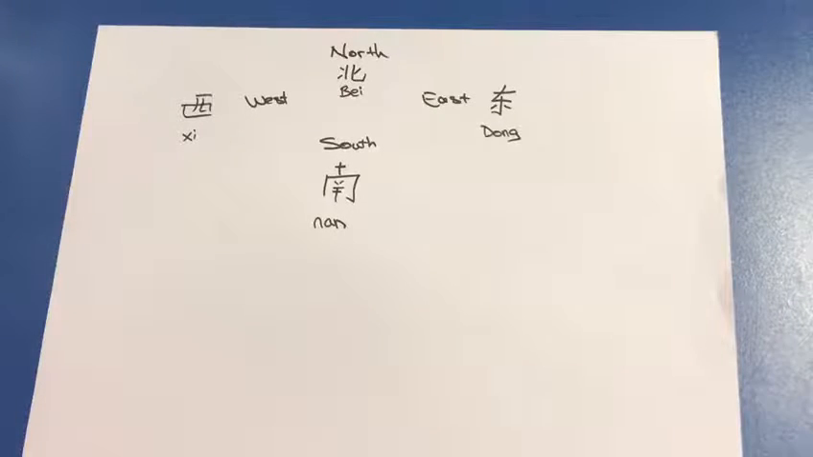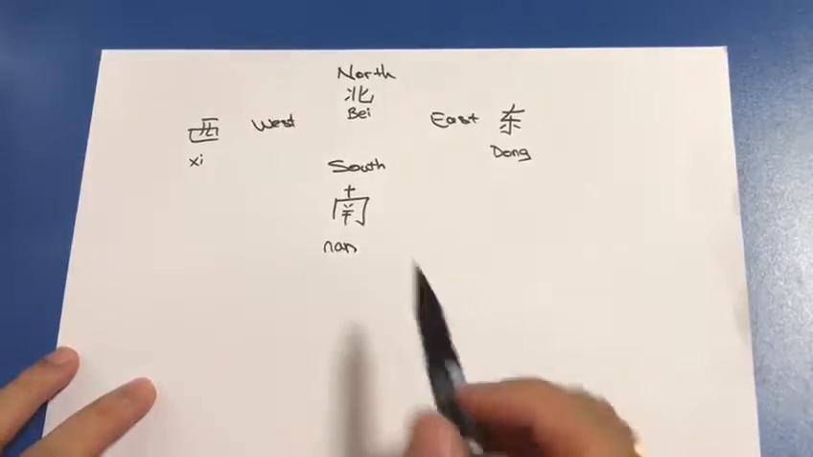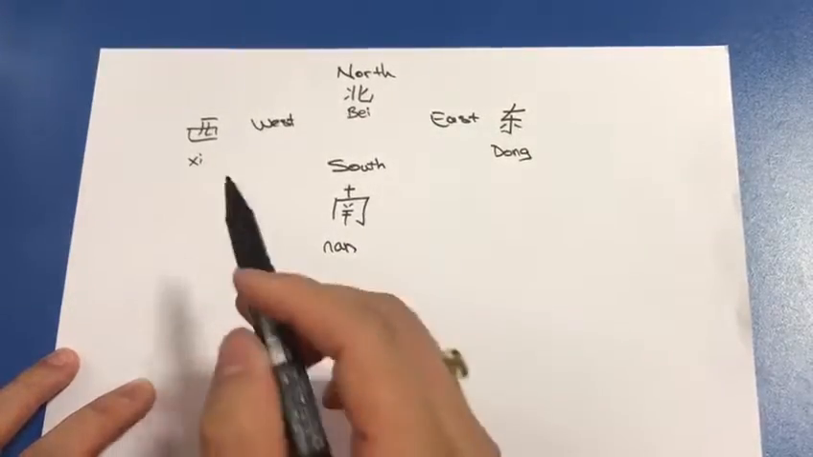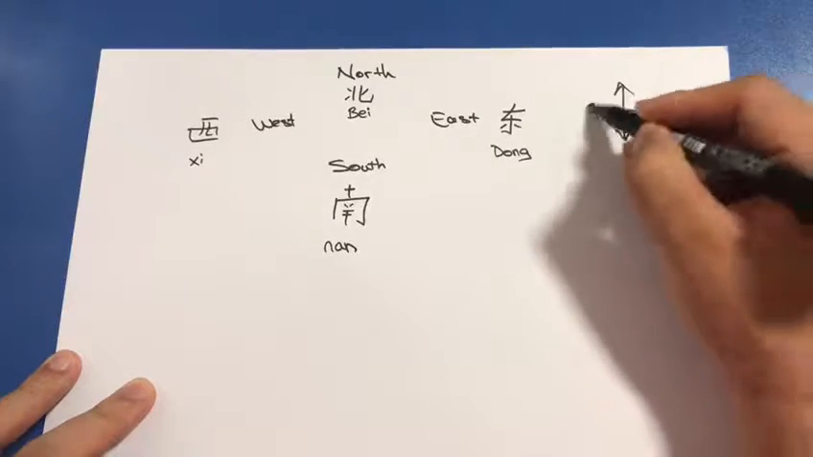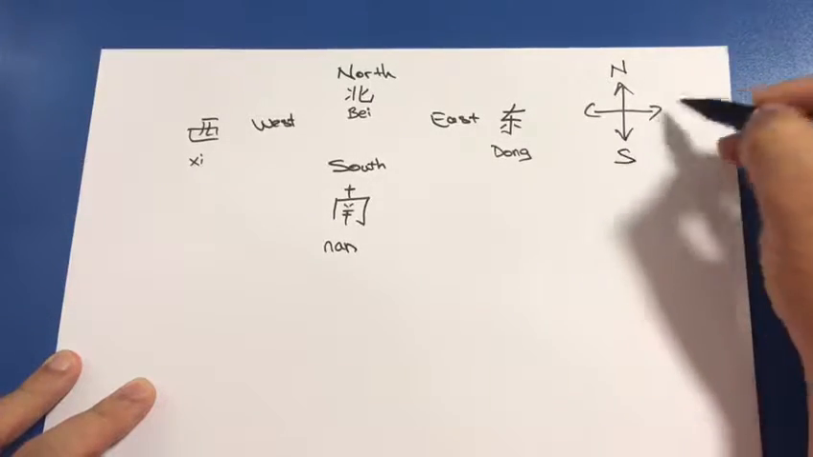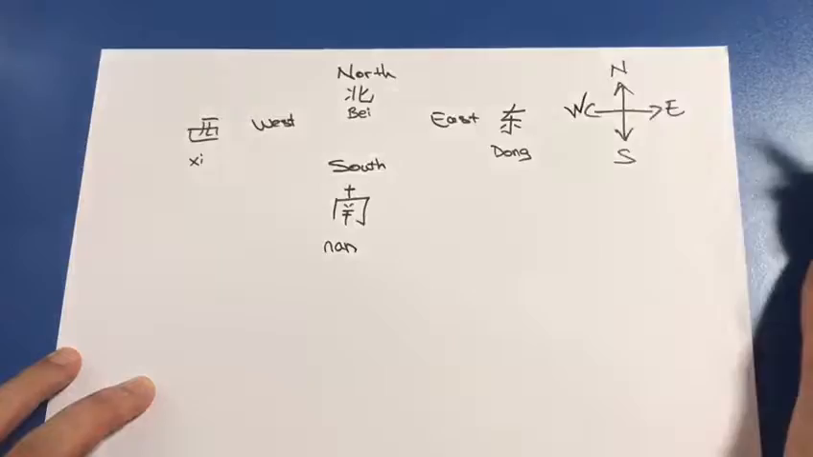Today I have a very special treat for you. We're going to learn north, south, east and west, the four directions of the compass, right? So we all know the compass. North is here, south is here, east is here and west is here.